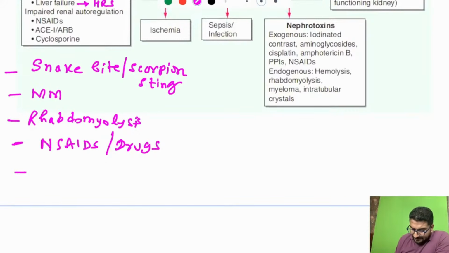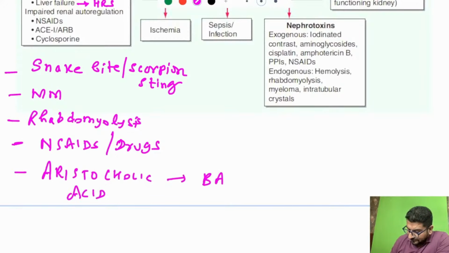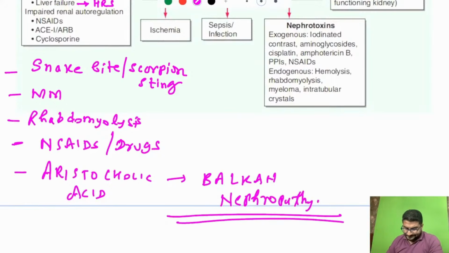एक चाइनीज़ हर्बल मेडिकेशन होती है, उससे क्या होता है, कौन बताएगा मुझे? Chinese herbal medication. It is called aristolochic acid. Aristolochic acid can cause AKI. इसको बोलते हैं Balkan nephropathy. We call this Balkan nephropathy. So these are some of the causes of AKI which you have to remember.